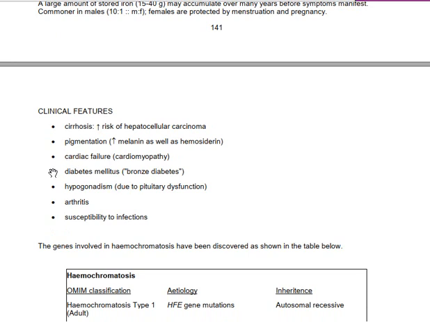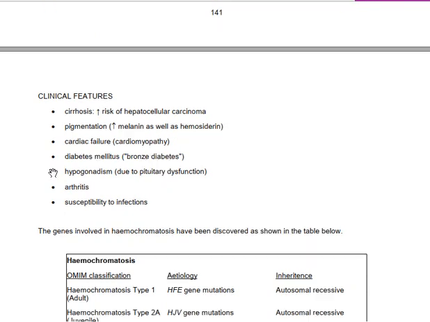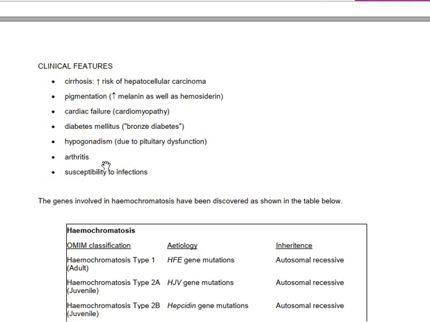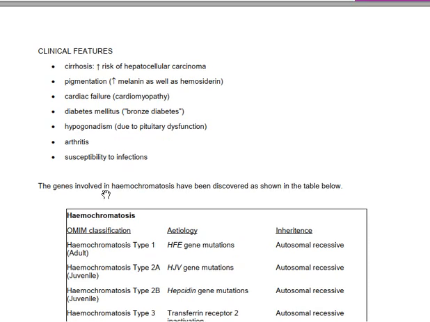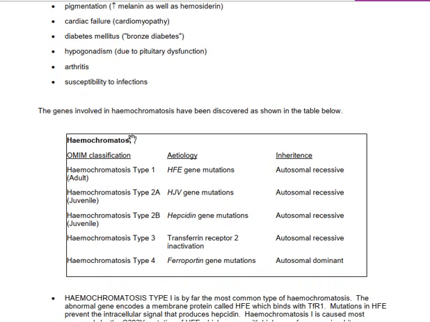You have diabetes mellitus. This form of diabetes mellitus is going to be called bronze diabetes, because iron is going to bind at the level of the pancreas and result in destruction of the beta cells of the pancreas. You have hypogonadism due to pituitary dysfunction. You have arthritis, and you have susceptibility to infection. Now, the genes involved in hemochromatosis are shown in the table. You have the different forms of hemochromatosis. You have hemochromatosis type 1, which is the adult form. You have hemochromatosis type 2A, which is the juvenile form.